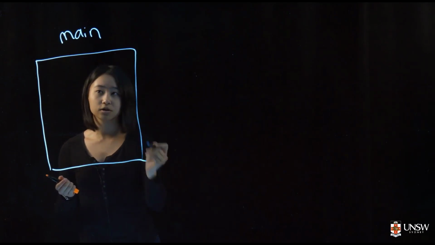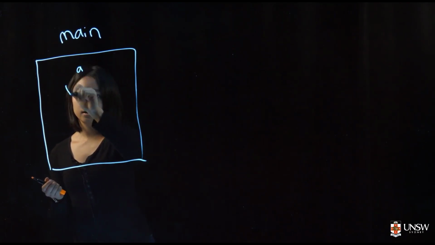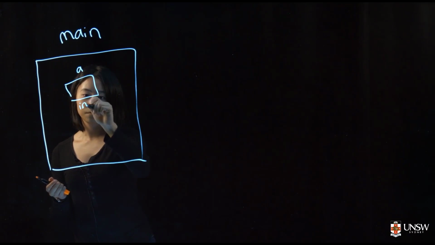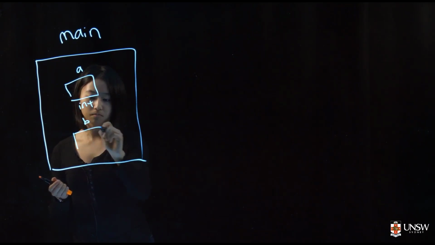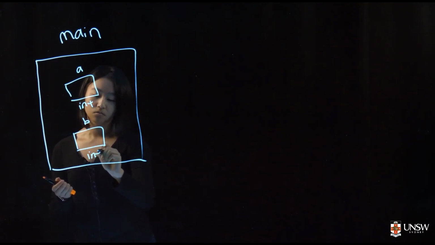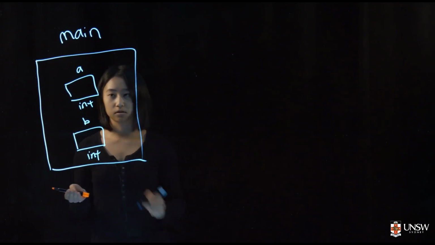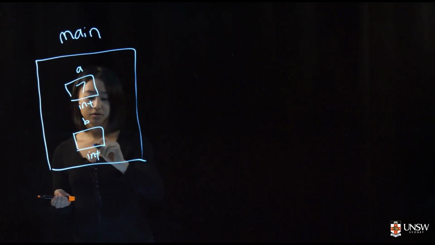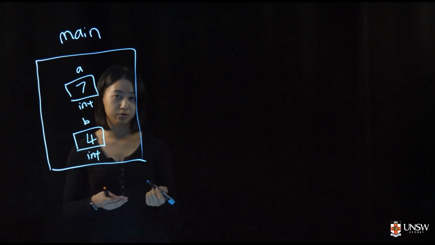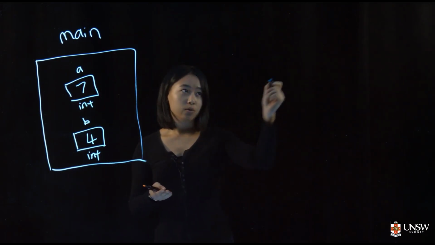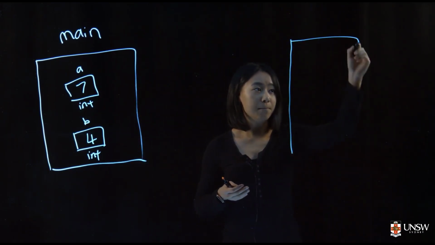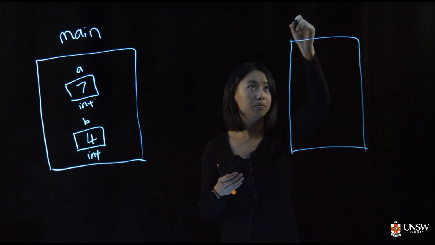suppose I have two integers called a and b. And we can just put some numbers in there. Let's say a has the value 7, b has the value 4. So now I want to write a separate function that main calls called swap.